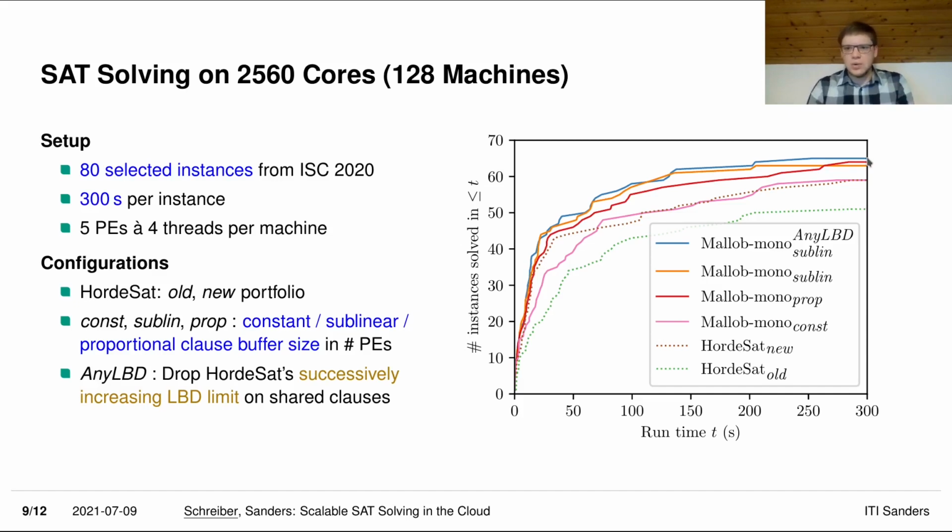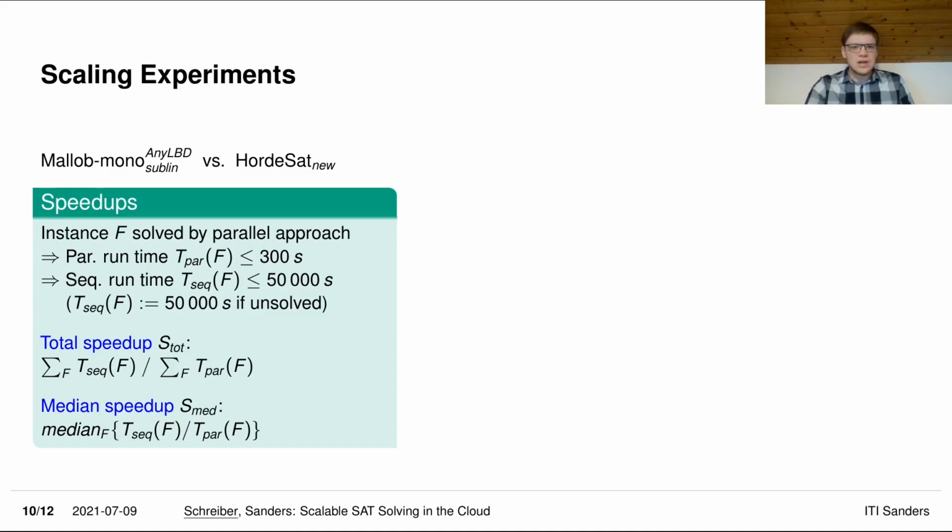So we continue with this any-LBD variant, where we just don't impose any limits on the LBD scores of clauses. So now let's take a look at some scaling experiments. We compare the best Mallob monovariant with the best Hordesat variant.